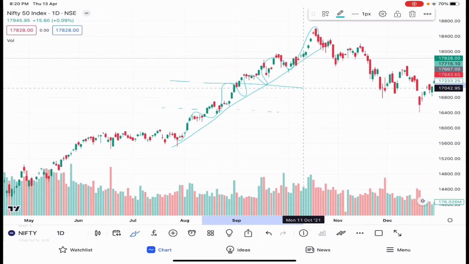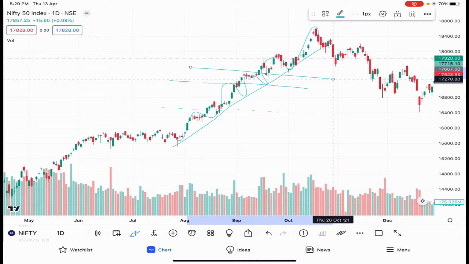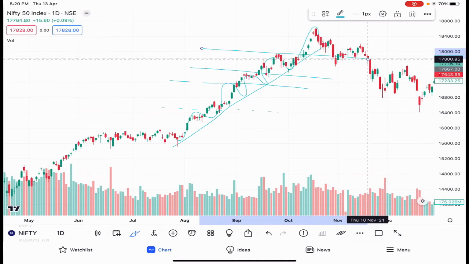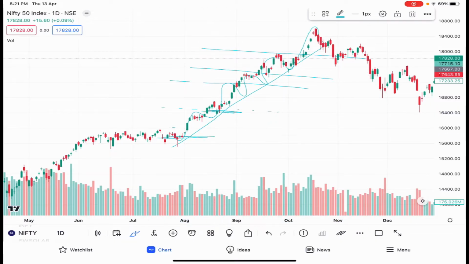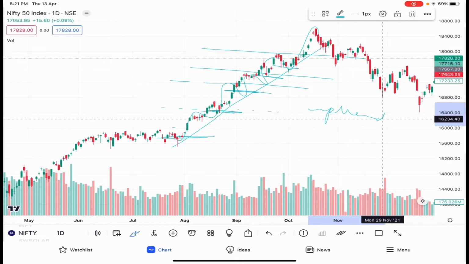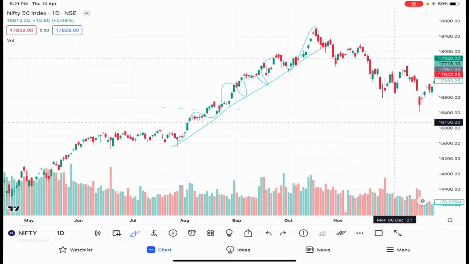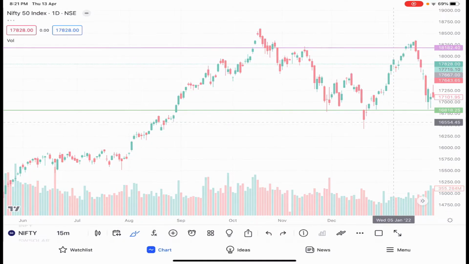This high is higher than my previous high. This high is higher than my previous high. This high is even higher than my previous high. And what about the lows? This low is higher than my previous low. This low is again higher than my previous low. Higher, higher. So this is my clear uptrend, right? So that is what an uptrend looks like.